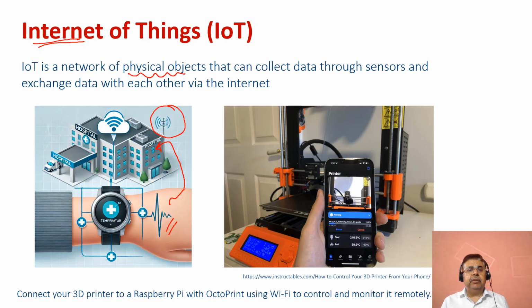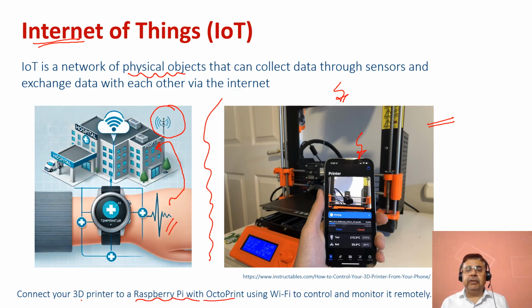Something similar can also be done in an industrial environment. Here you can see this is a 3D printer. Now this 3D printer is sitting in my lab, and I can operate and control the 3D printer using my mobile. This kind of connectivity is possible, and we have successfully implemented it in our lab. We have connected that 3D printer using Raspberry Pi with the Octoprint.